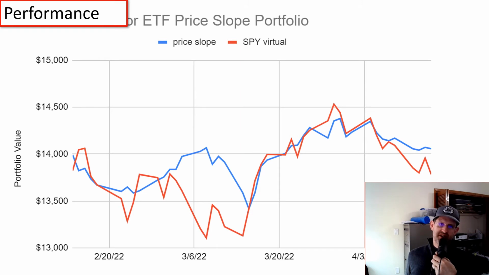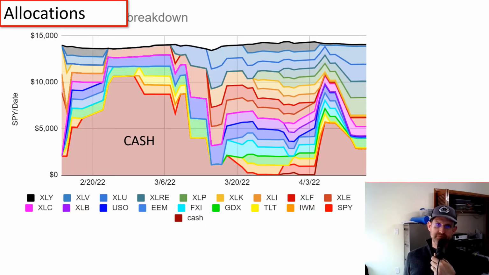I've got about 2 months of performance data. Here I'm plotting in blue my system versus the SPY. Currently I'm up a bit over the SPY. It's interesting to see that the volatility of my portfolio appears much lower than the SPY. But again, you have to take a longer sample set to know if that's true or not.